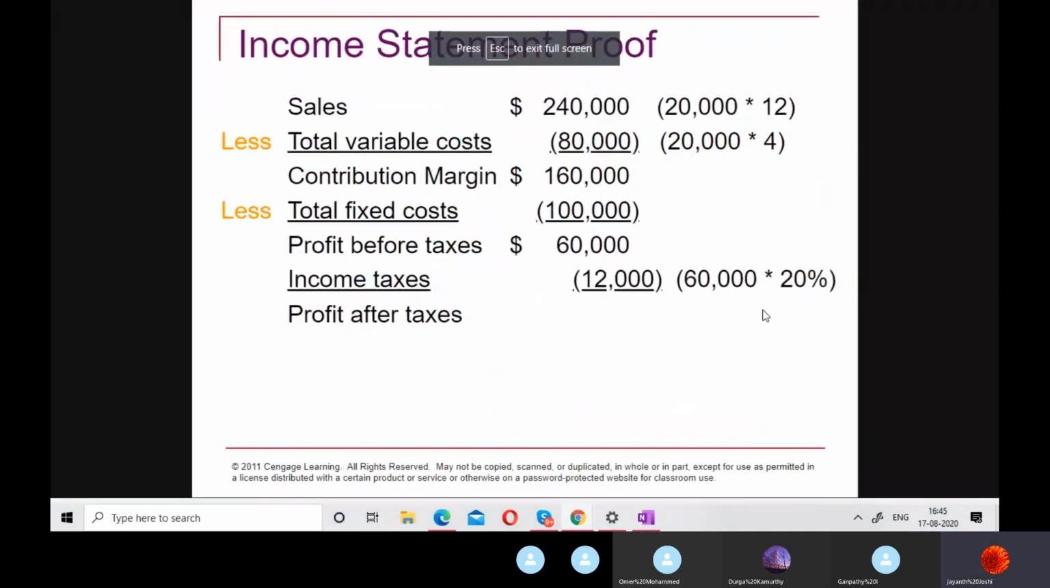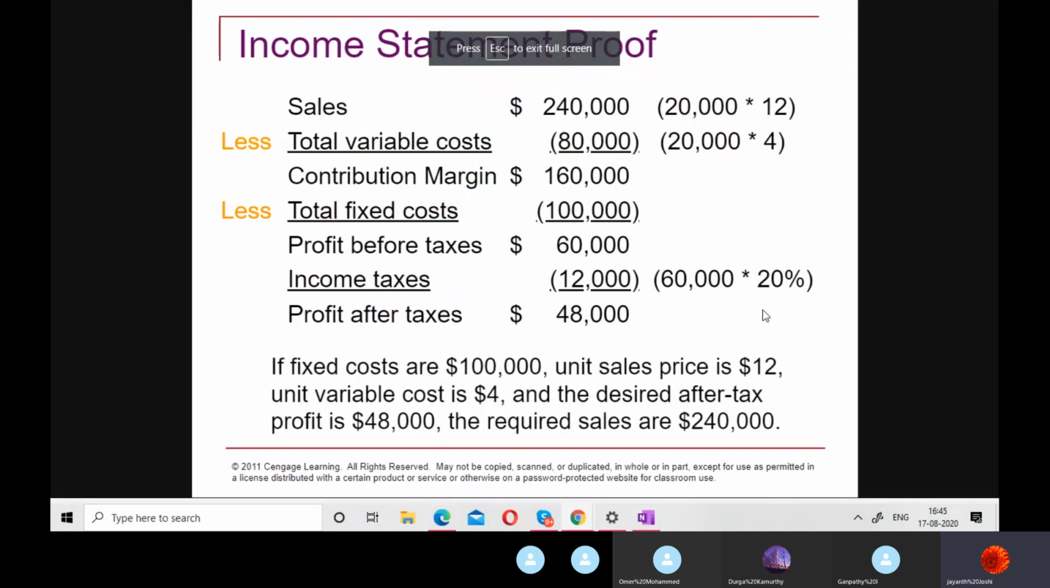Let's see the income statement proof. See, we are speaking about desired profits now. Now let us see whether we are getting that desired profit or not.